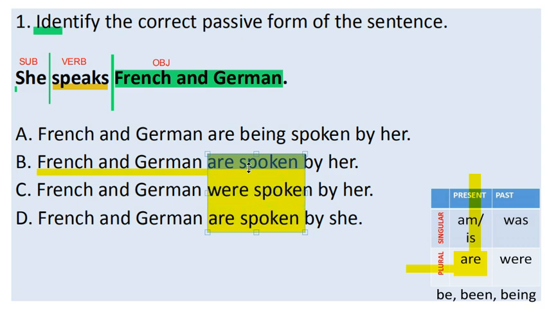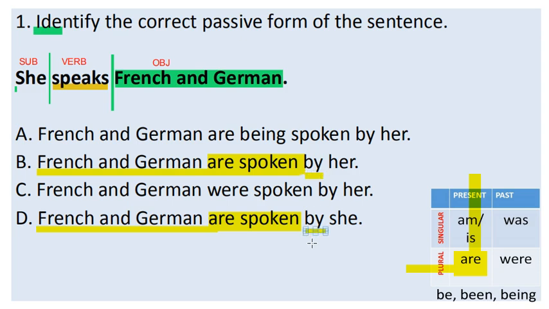We already got French and German are spoken. To finish it so we can get the correct option out of these two, let's introduce the preposition by. Remember that what must come after the preposition by must be an object. Let's look at the given sentence.